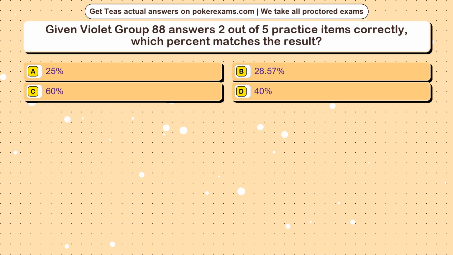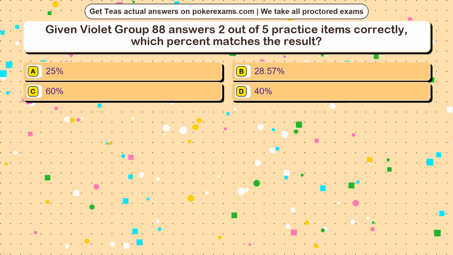Question 7. Given Violet Group 88 answers 2 out of 5 practice items correctly, which percent matches the result? Option A, 25%. Option B, 28.57%. Option C, 60%. Option D, 40%.